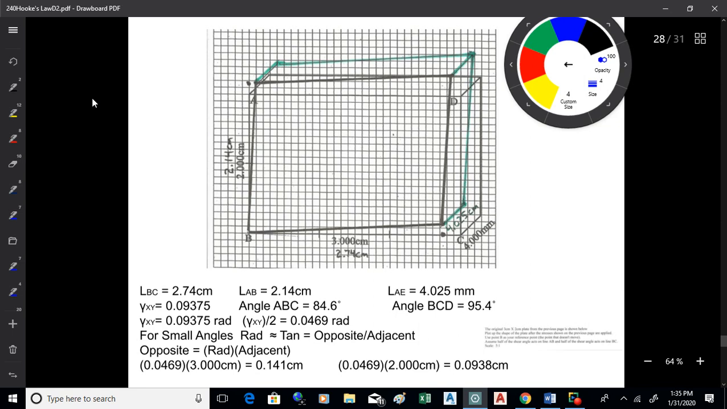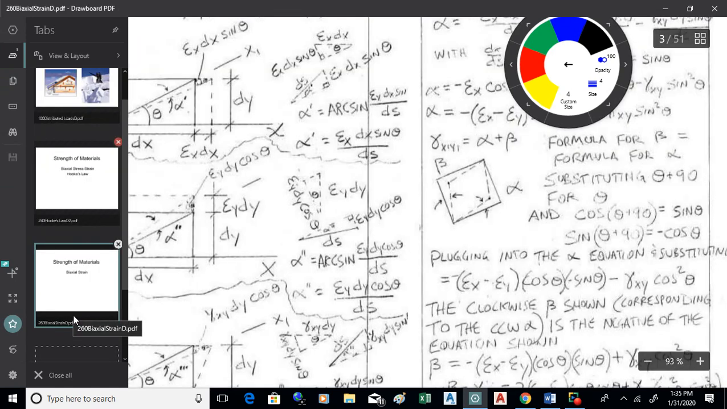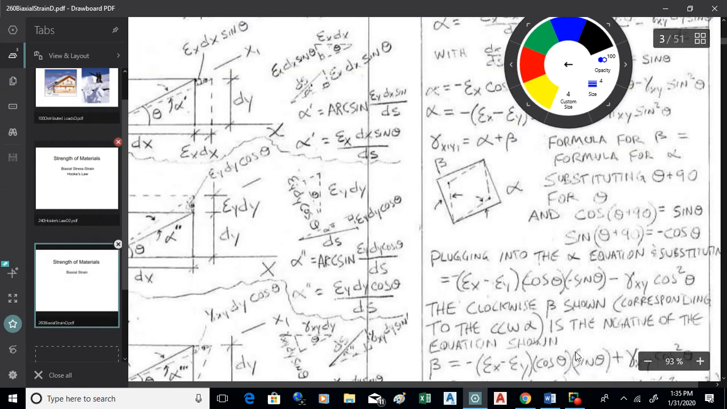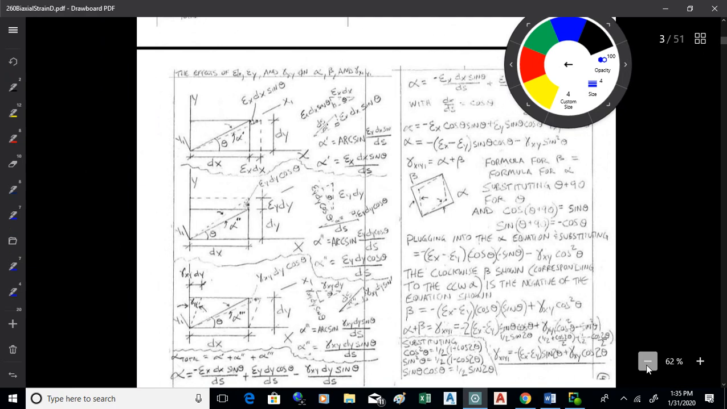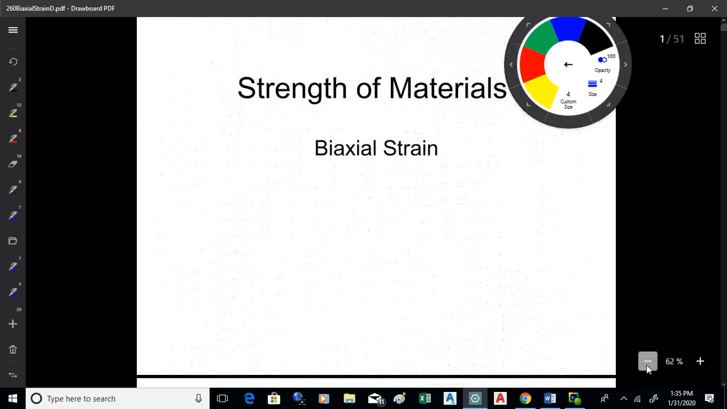Now we've got another little thing to do here for biaxial. We're going to jump ahead a little bit. Got a nice simple little set of relationships here. Okay, this is biaxial strain, which again relates to what we were just doing. I think the word for this stuff is gnarly.